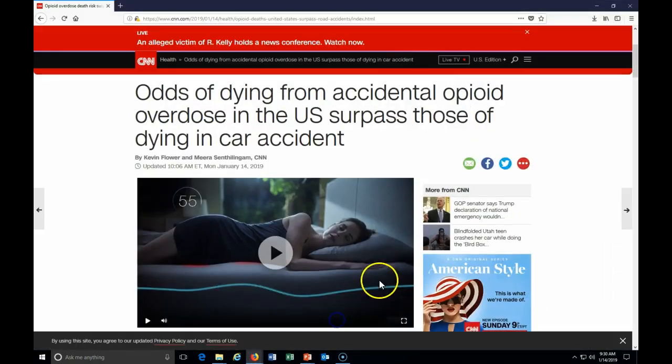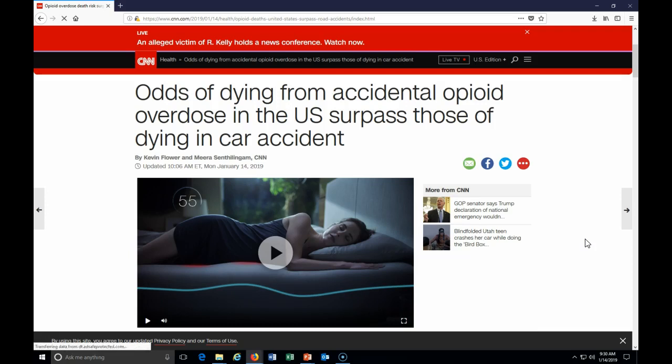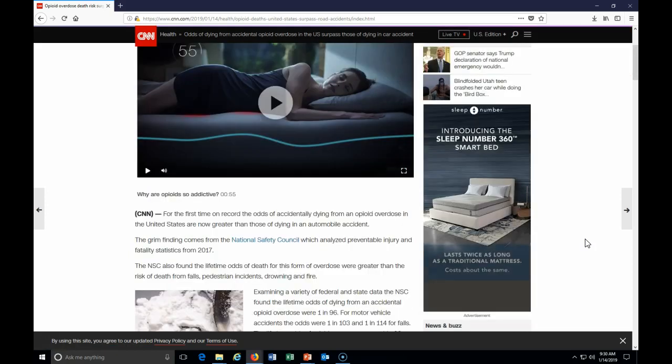So this is the title of a story that just came out today: Odds of dying from accidental opioid overdose in the U.S. surpasses those of dying in a car accident. It's phenomenal. It's pretty scary. I know my family's been affected by opioid-related issues. There's a good chance that if you work in the healthcare field, or if you're living in the U.S., your family or somebody you know is affected by opioid abuse. So I want to take some time to talk about that.